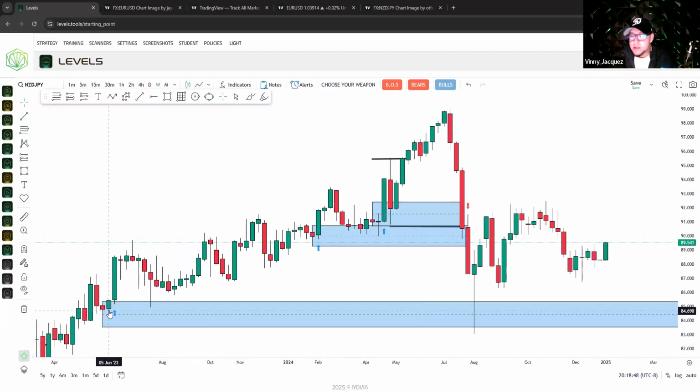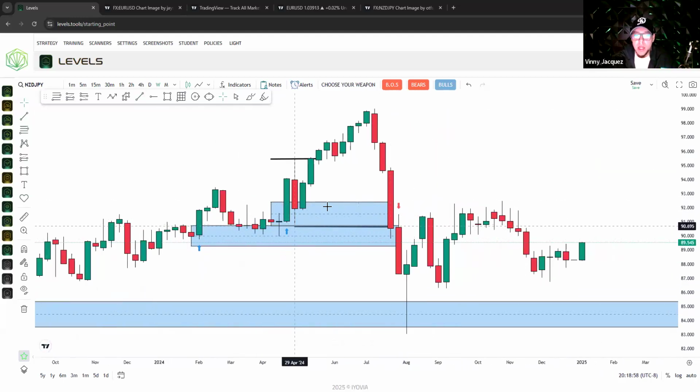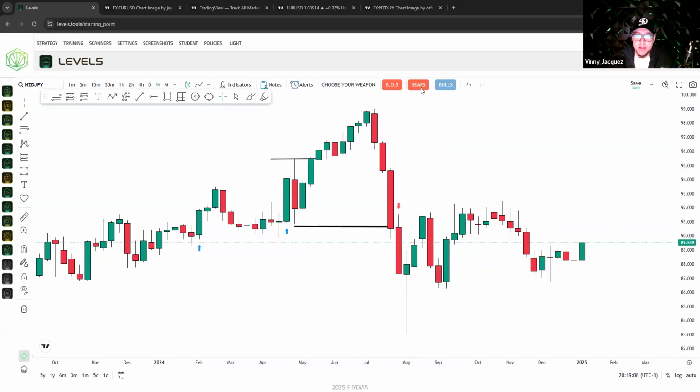Notice these zones are getting reactions off of them. Boom, new blue zone, new reaction, new blue zone, new reaction. Guys, it's helping you out. Now look at these zones that were already taken. These are good trades. Market disrespected these and gave us a red arrow. So you know what we do? We turn off the blues and we turn on the reds.